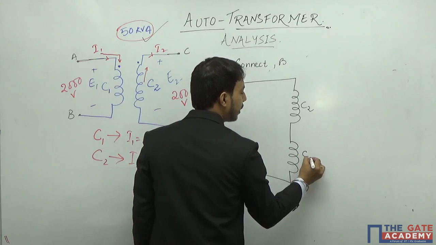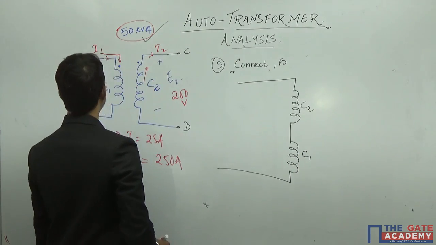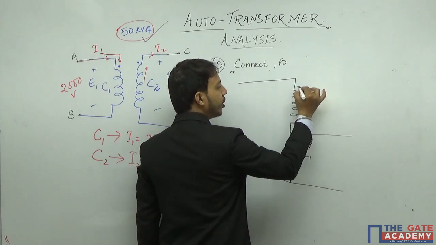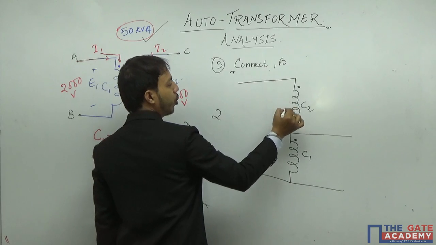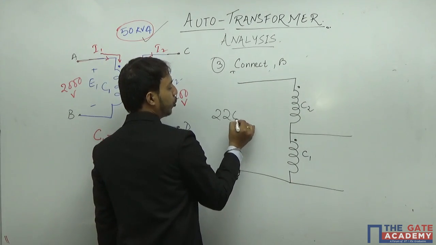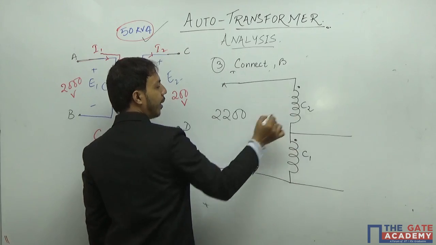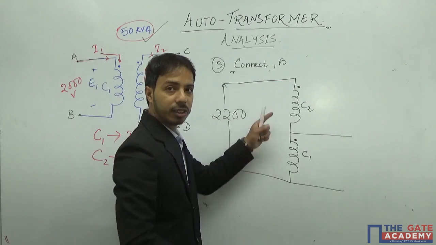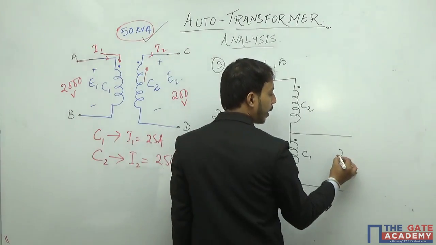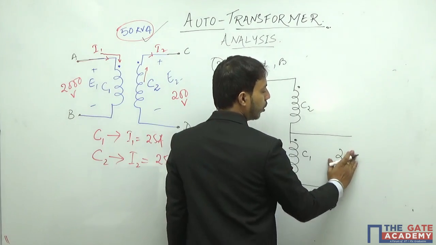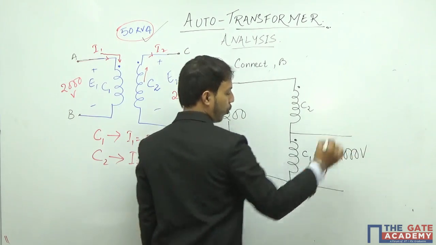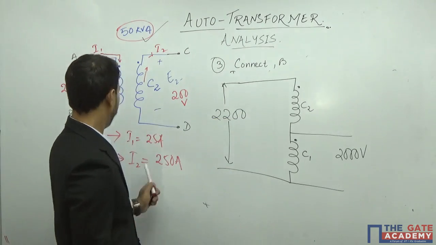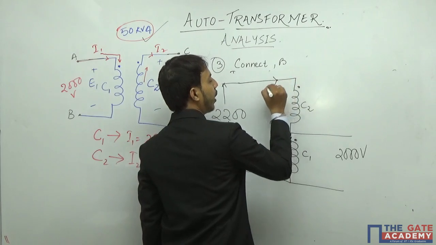Say this is C1 and this is C2 now. C1 is having 2000. Now this is my output and this is my dot convention. Here I am having 200 volt and here 2000. This is 2200, the additive polarity, if you can see here. Since I have given C1 as the lower coil, here I will get 2000 volts.